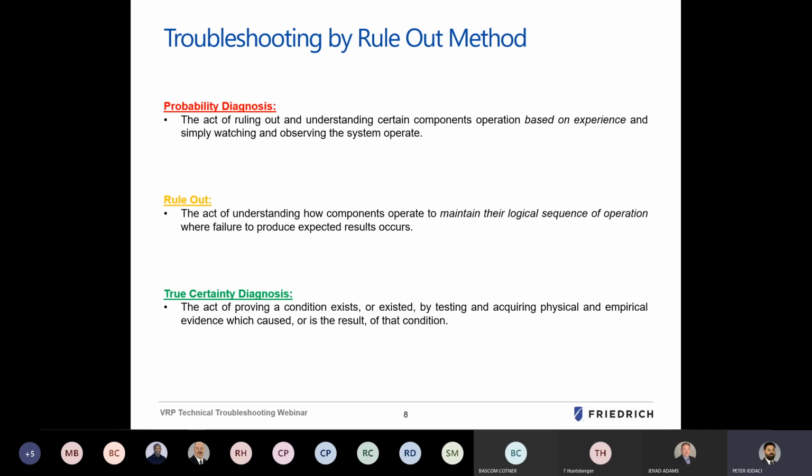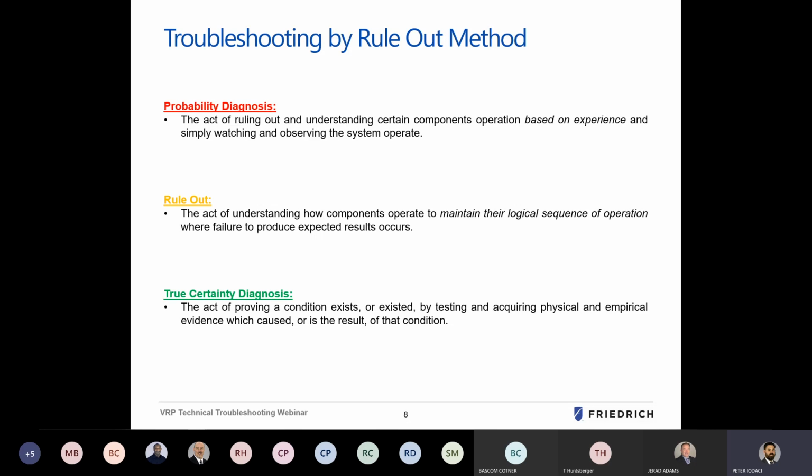The rule-out method has 3 steps in it. It has a probability diagnosis, and then ruling out each one of the components, and then a true certainty diagnosis. So to go over them really quick, the probability diagnosis is the act of ruling out and understanding certain components based on experience and simply watching and observing the system operate.